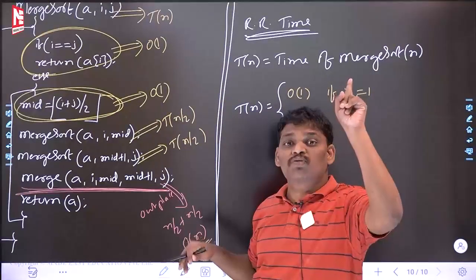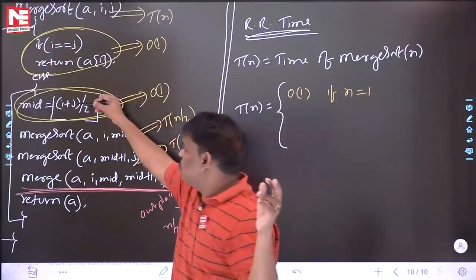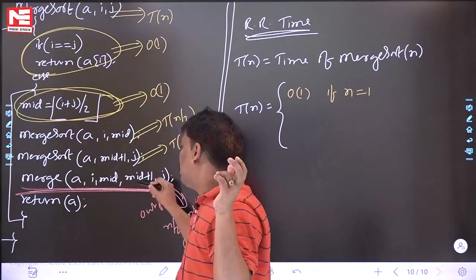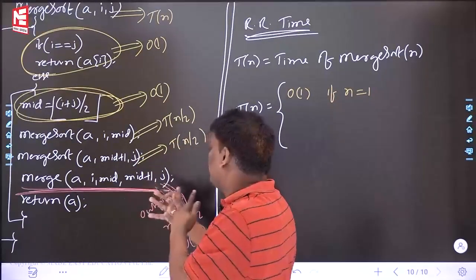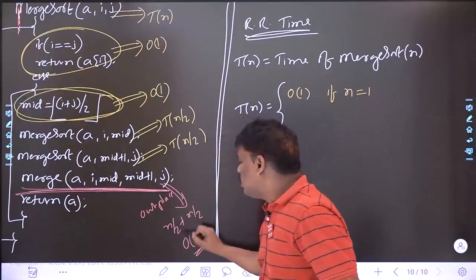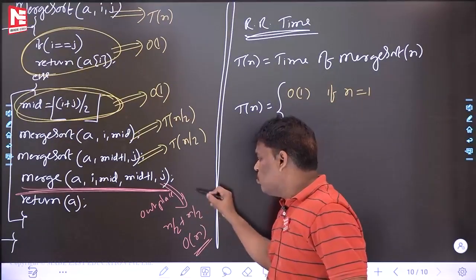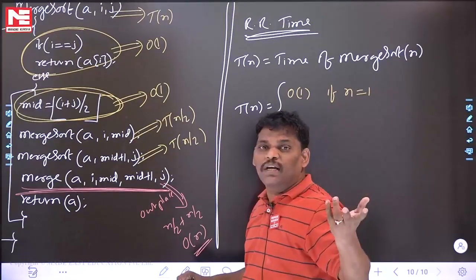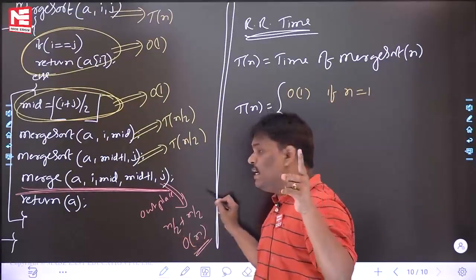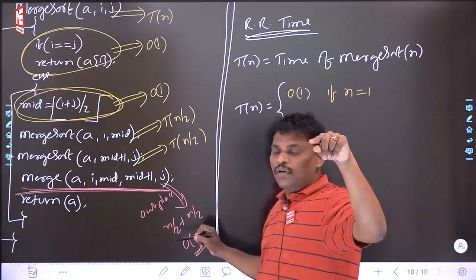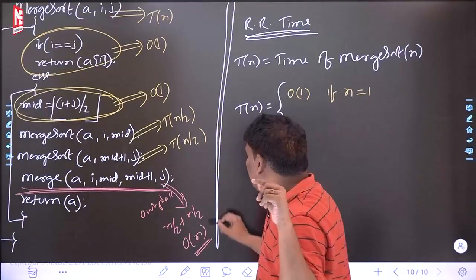Time complexity means loops only. Here there is no loop, so it is constant. Here there is a loop inside, because the left elements and right elements have to be covered. N by 2, n by 2: it is the left half and the right half. One loop is going on. If only one element is there, loops are not required. Left n by 2, right n by 2, one loop required. So finally, the merge algorithm time complexity is n.